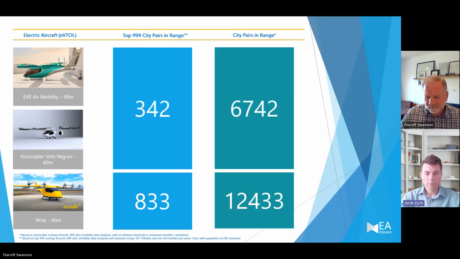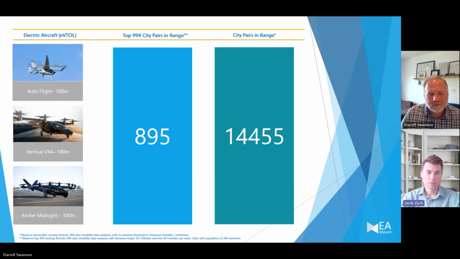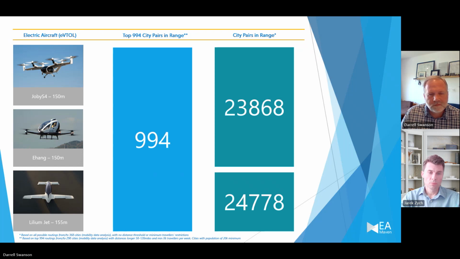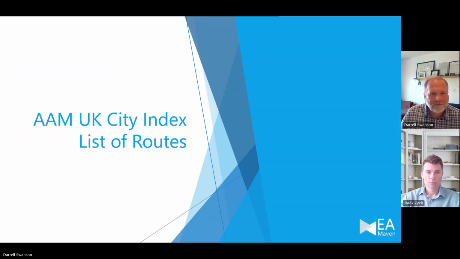Talking about aircraft capabilities, this is just a summary of our assessment of various aircraft and how many city pairs would be in range. So as you can see, with the shortest range aircraft, around 342 would be in range out of those 994 within the indexing analysis. And when we go through the list, you can see that in the middle, we can basically reach almost 900 of them, and the rest is basically reachable. So 994, so all of them by various manufacturers and various aircraft types.